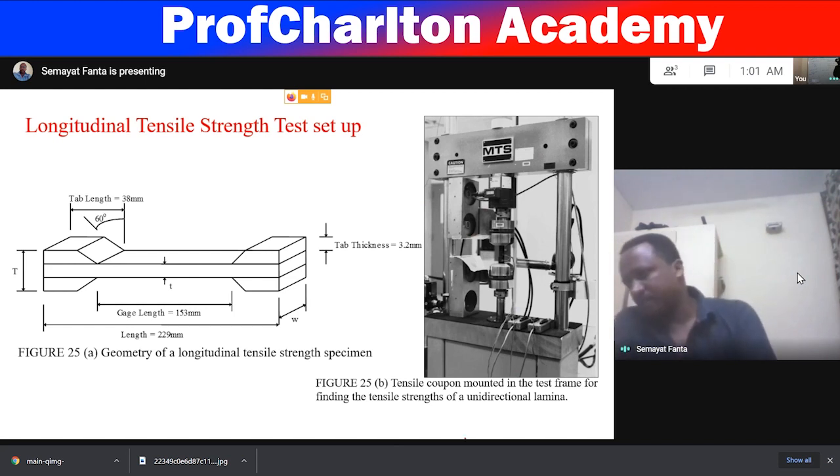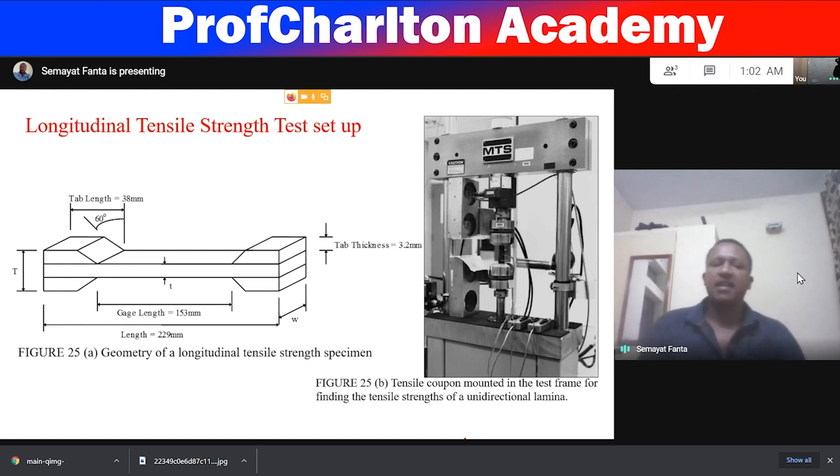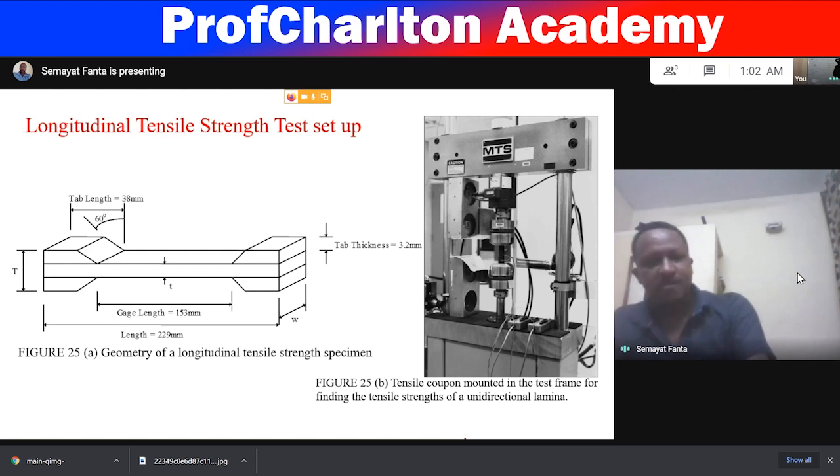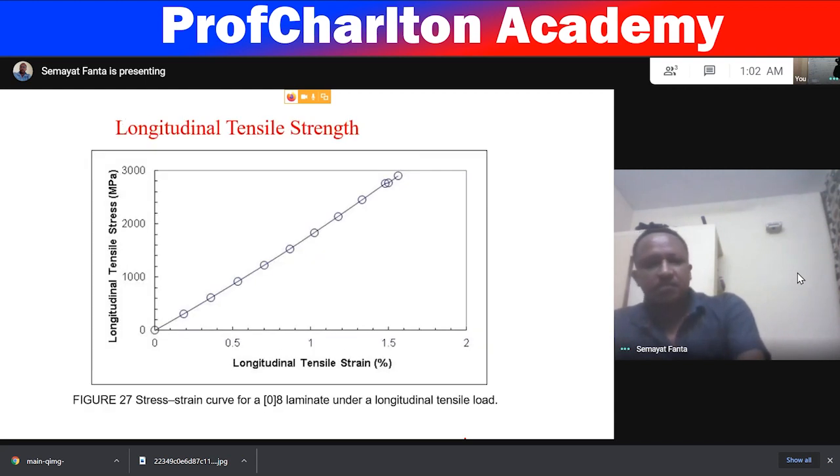Actually, there are ASTM standard tensile testing setups at this time, and different types of setups are there. Some are the Boeing company setup, some are composite material setups, some are ASTM, ISO, and so on. A lot of setups are there. So this is an example of one of the setups for longitudinal tensile strength check. And this is the stress and strain diagram for the longitudinal testing.